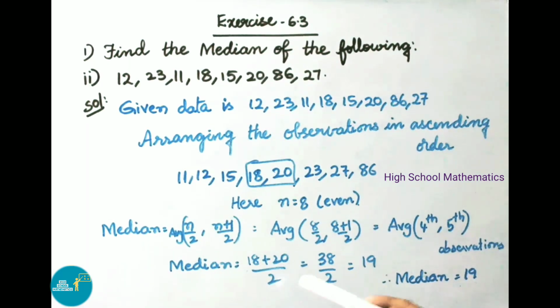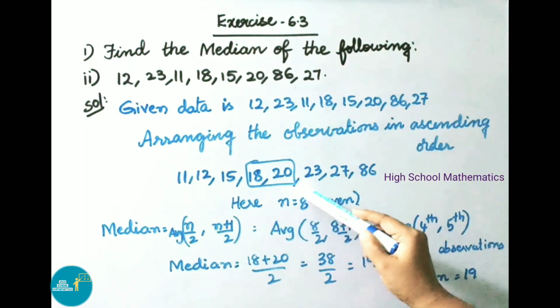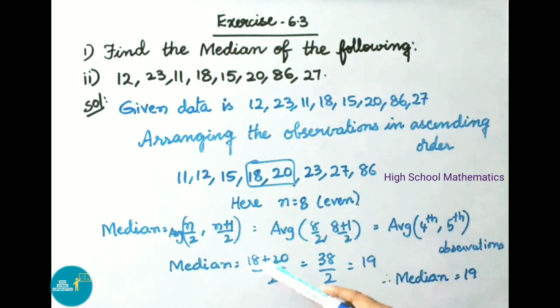So median equals to, fourth and fifth observations were 18 and 20. So sum of 18 and 20 divided by 2, that equals to 18 plus 20, that is 38 by 2. 2 table 38 is 19 times. Therefore median of given data is 19.